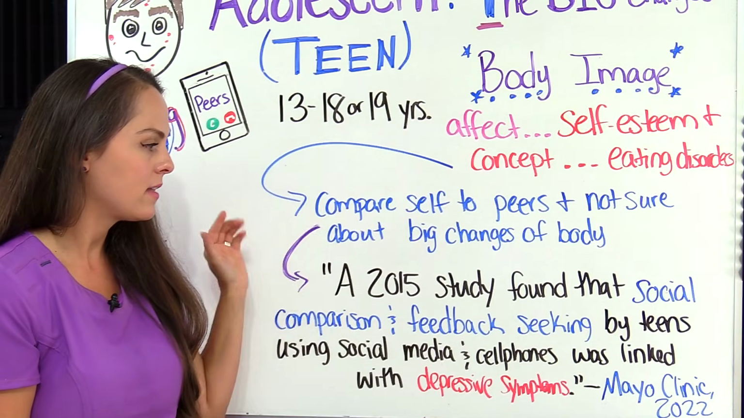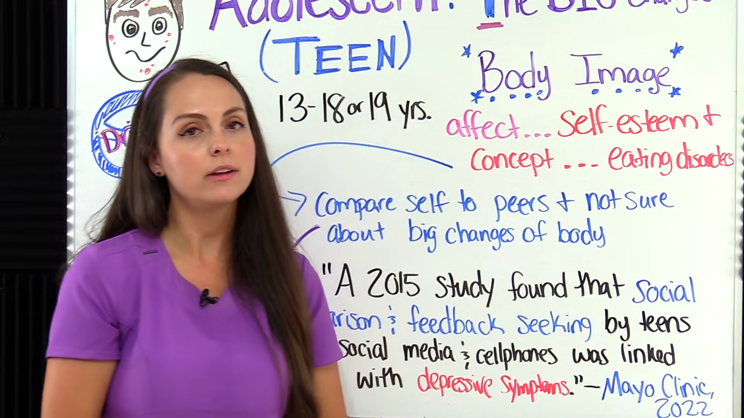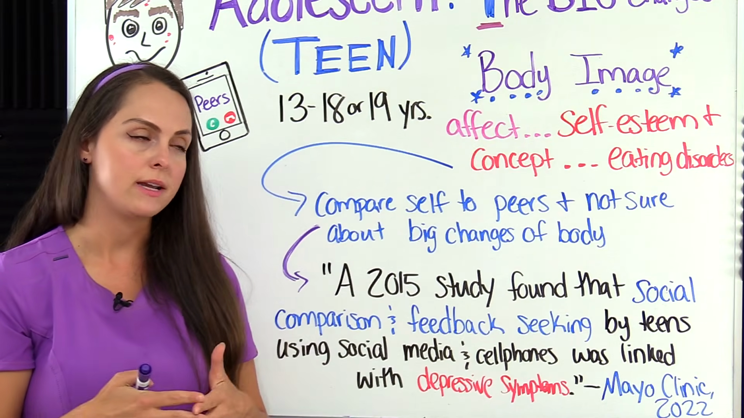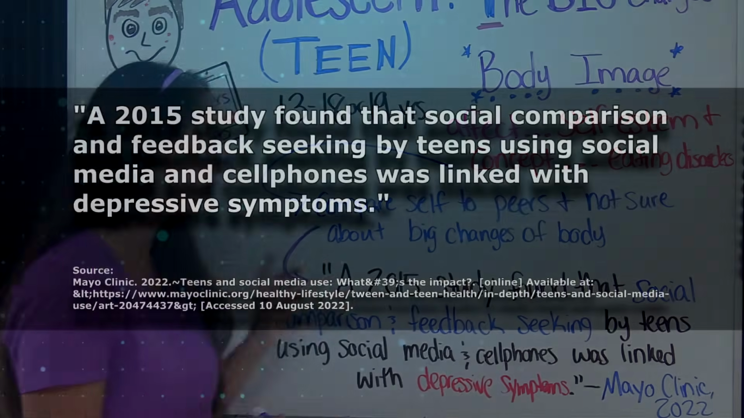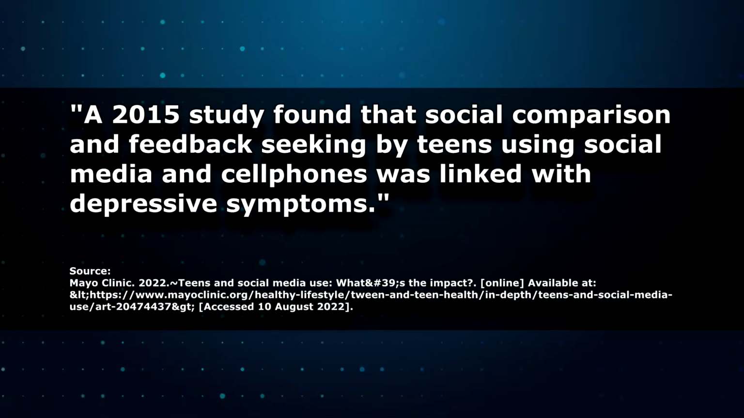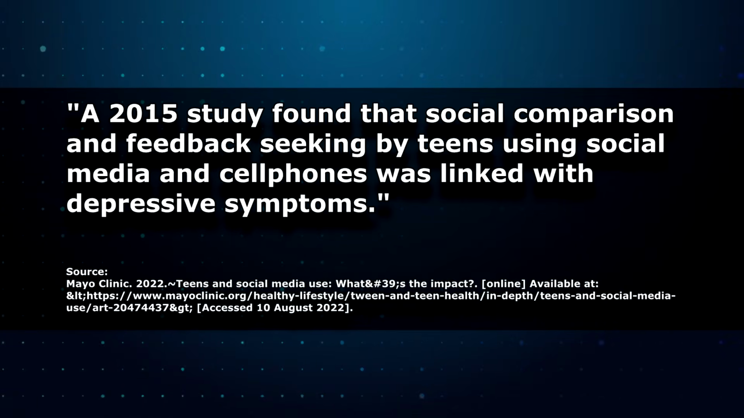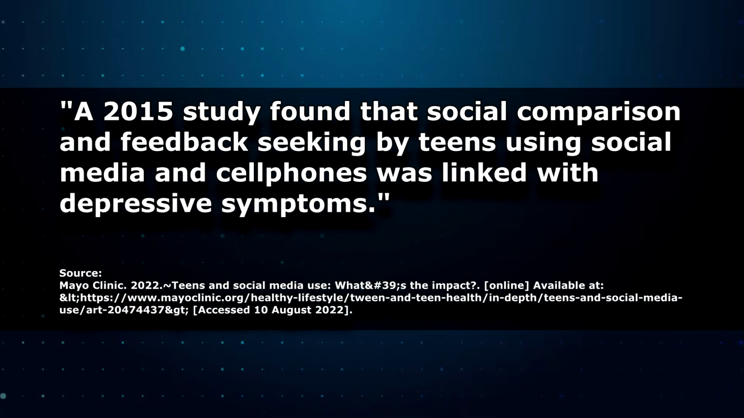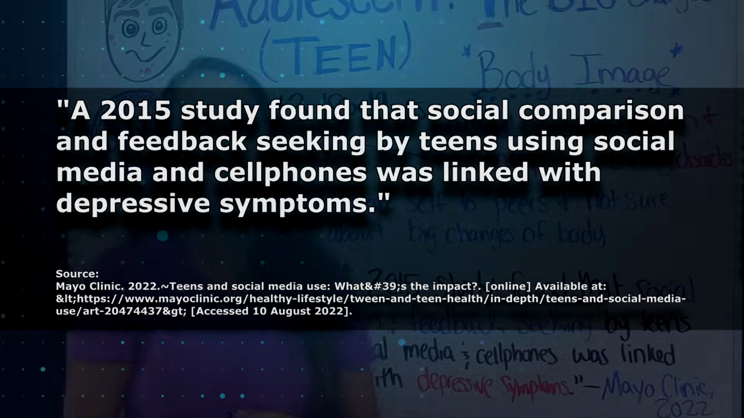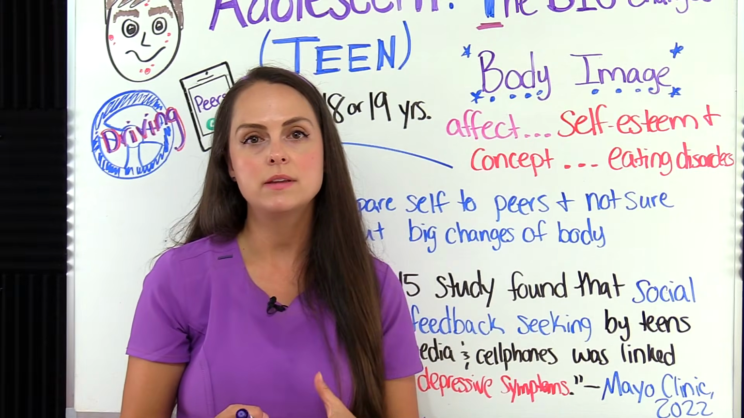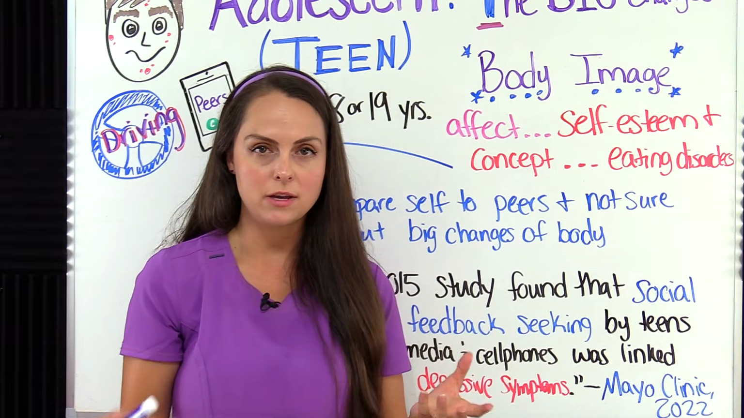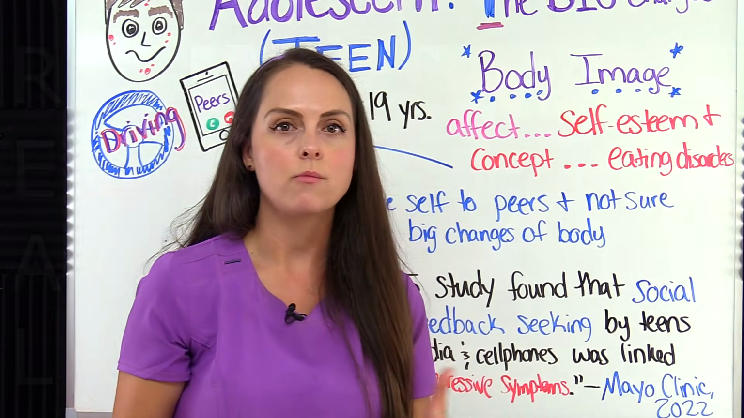And one thing, an interesting article by the Mayo Clinic was talking about how teenagers are really affected by social media. And this is one thing it said in the article, and I quote, "A 2015 study found that social comparison and feedback seeking by teens using social media and cell phones was linked to depressive symptoms." So this is something that we really need to help the teen understand and help them not have a negative body image. So what are some things that we can do?